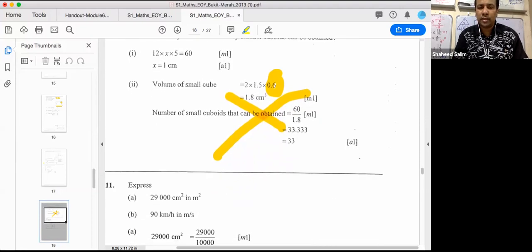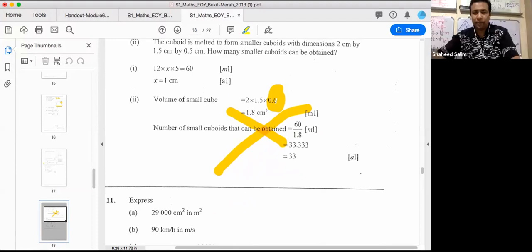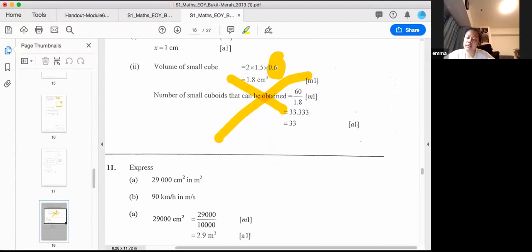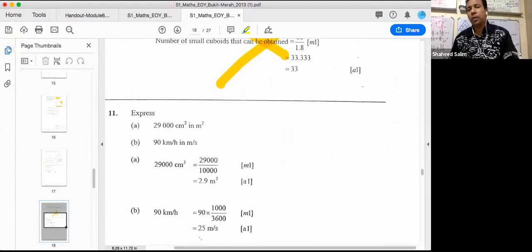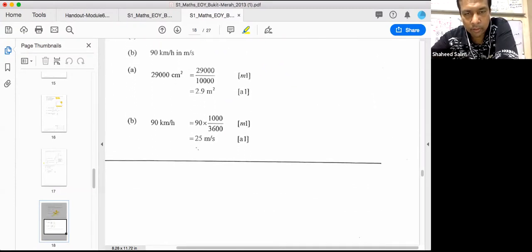Did you try this now? What's your answer? 2.9. Okay, 2.9. Congratulations. Then what about km per hour to meters per second? 25 meters per second. Wow, very good. Okay, now we move on to the next one.